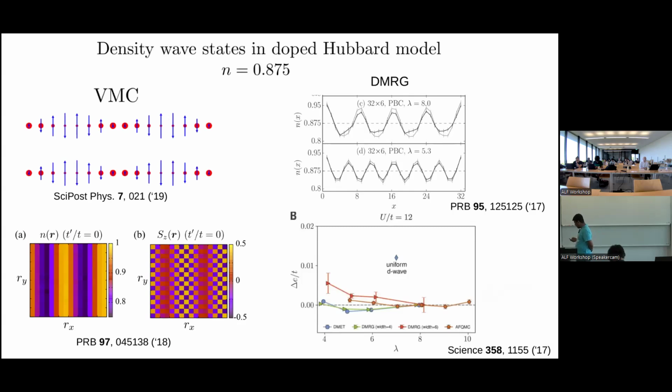We are looking at density wave states in the Hubbard model, particularly in a doped Hubbard model. Here the density is fixed at 0.875. What we want to work with is the strong correlation regime of the Hubbard model, such that U is much larger than the hopping strength t. For that, some results are known, but there are disagreements. But it is known that there are some kind of stripes as a solution at this doping. What we see here on the left are some VMC calculations.